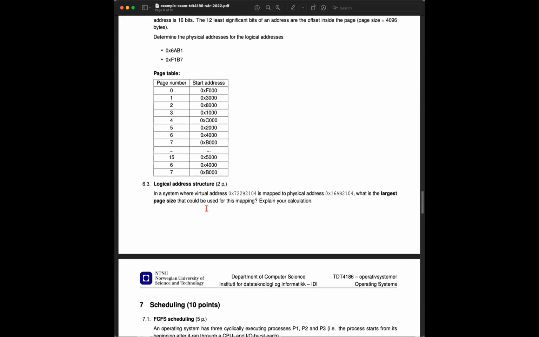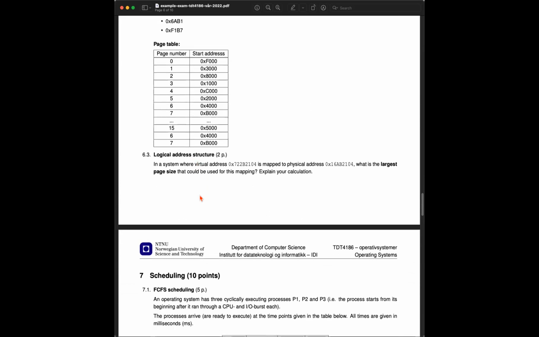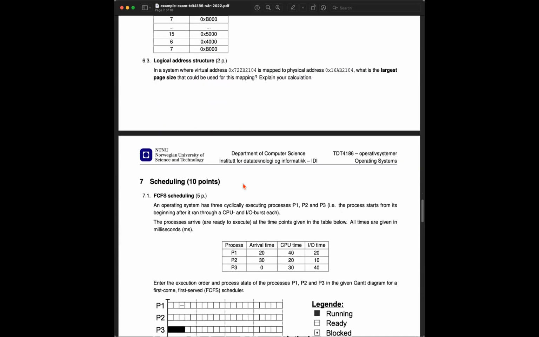And there's another nice question about logical address structure. Let's see who can figure this out. That's interesting. That's an advanced question, to be honest. But this gives 2 points. So if you don't know the answer, it's not that critical. So don't spend too much time thinking about this, and don't write 2 pages about this, because that isn't worth 2 points.